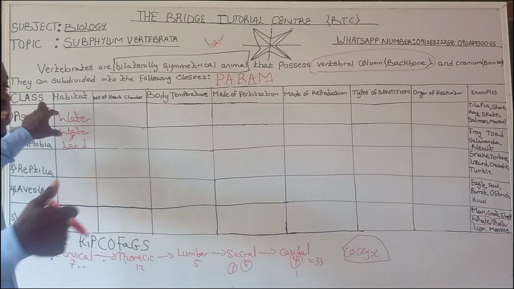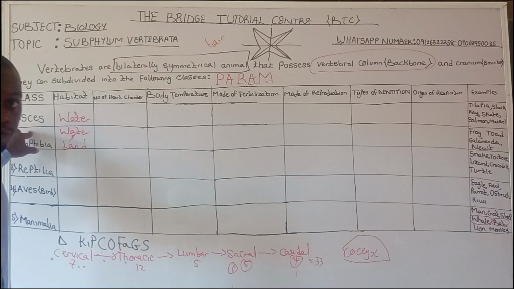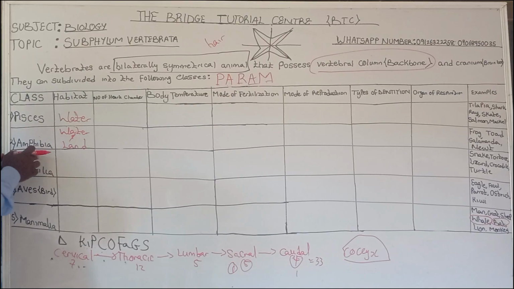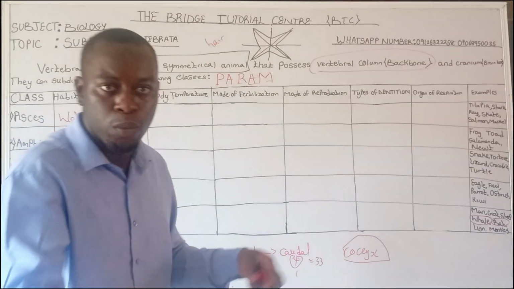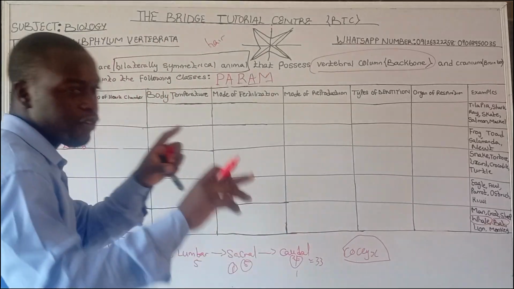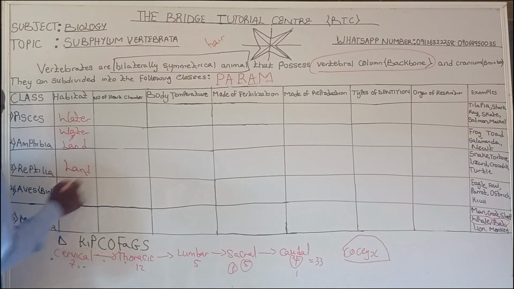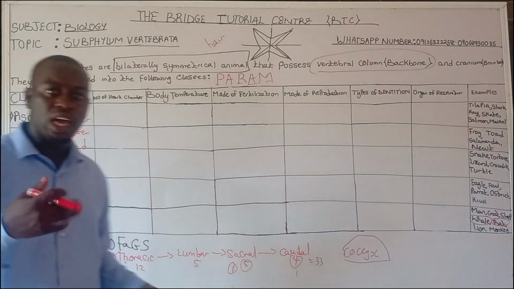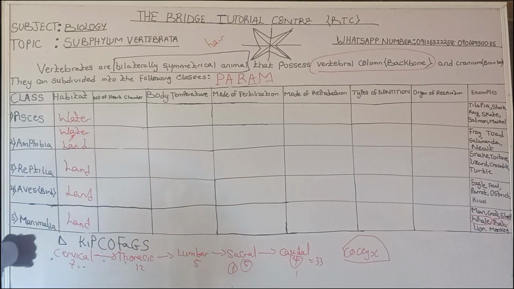Like you can see, all these vertebrates, the first vertebrate starts from water, which is the Pisces. Don't forget. Then after Pisces, we have the Amphibia. The Amphibia, they started living in the water and moved to land. But they still go back to water for reproduction. So they live on both land and in water. We have the Reptilia, which is on land. We have the Mammalia, which is also on land. Aves can also be categorized as, if you like, land, if you like, arboreal. But I'm going to be using land. Okay, so that's about the habitat.